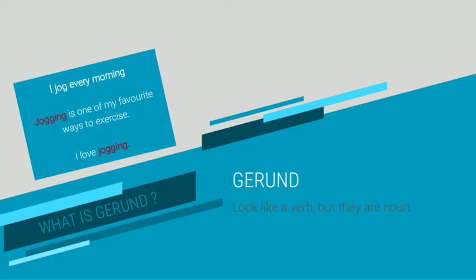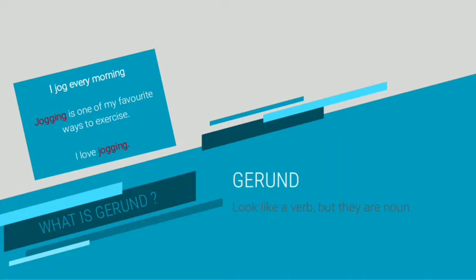I jog every morning. But sometimes I just want to talk about an action, not to do it. Jogging is one of my favorite ways to exercise. I love jogging. I'm talking about jogging as an action. I'm not jogging right now. I'm just talking about something that I love to do. So, in other words, I'm referring to the action of jogging as a noun or a thing. So that's a gerund. I used a word that looks like a verb as a noun.